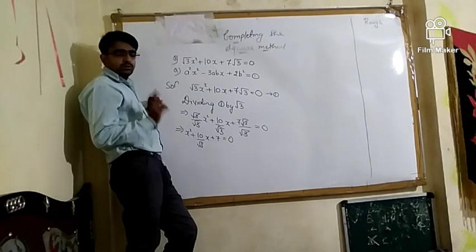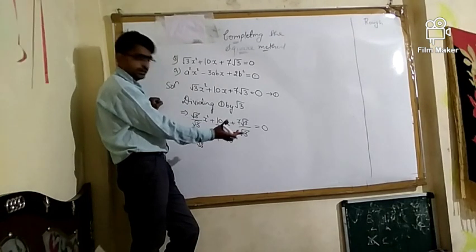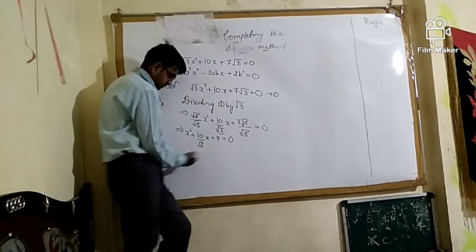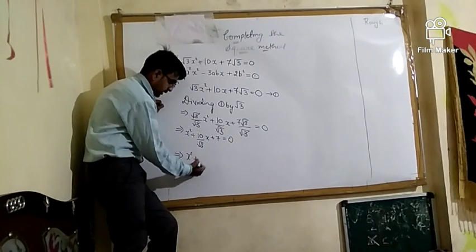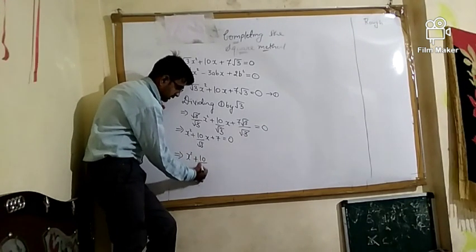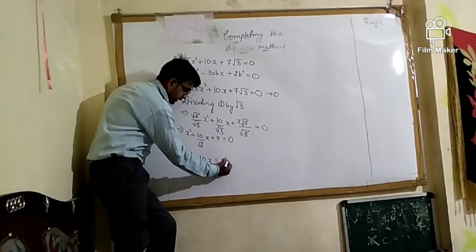Now, what was the second step? Just shift the constant term to the RHS. So I will shift this 7 to this side. What I will get is x square plus 10 by root 3 x is equal to minus of 7.